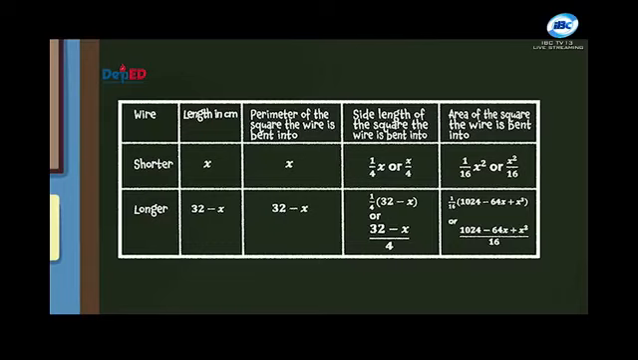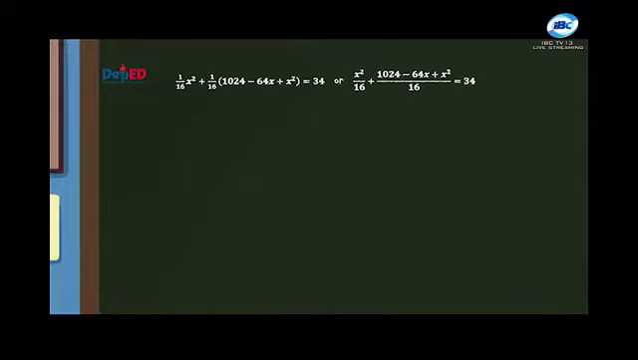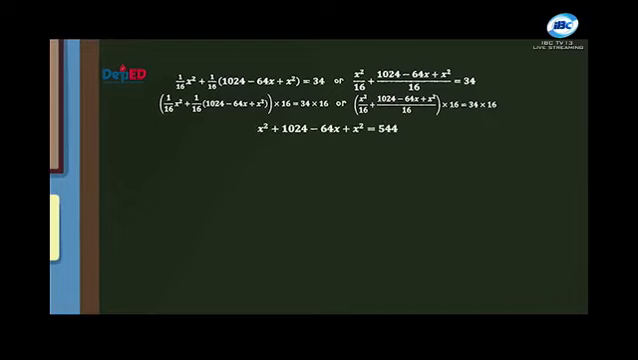Since the sum of the areas enclosed by the two squares is 34 square centimeters, we write this equation. We may multiply both sides of the equation by 16, and the resulting equation is x squared plus 1024 minus 64x plus x squared equals 544. Written in standard form, the equation must be expressed as 2x squared minus 64x plus 480 equals 0, and can be reduced as x squared minus 32x plus 240 equals 0 when both sides are divided by 2.